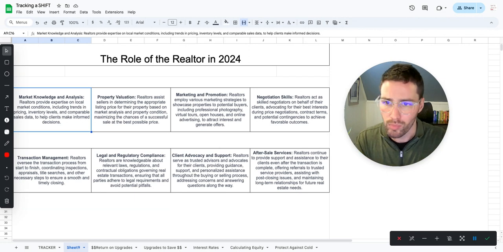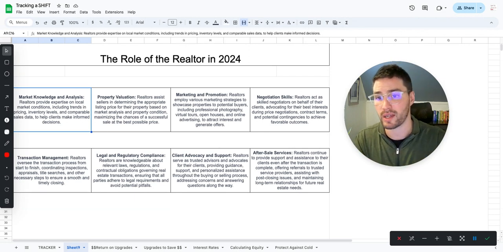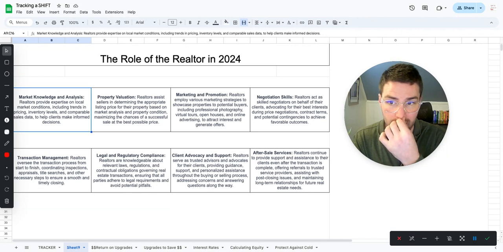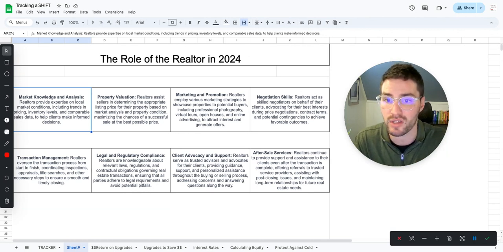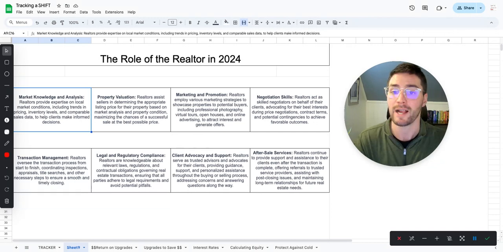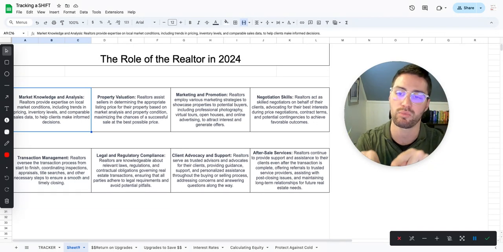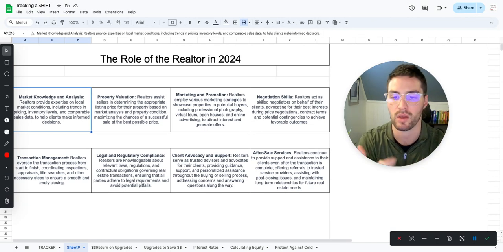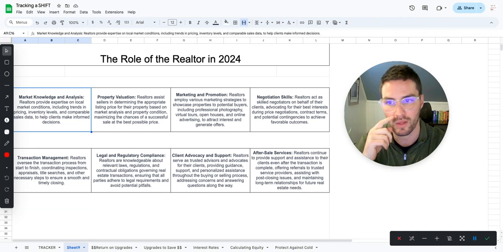All right, number two. Property valuation. Realtors assist sellers in determining the appropriate listing price for their property based on market analysis and property condition, maximizing the chances of a successful sale at the best possible price. That last line is really what property valuation comes into. So we do property valuation for a number of things. One, I have it when people are considering getting a home equity line of credit and they just want to know, hey, can you give me a rough opinion of what my value is? I have to talk to the bank and things like that. So that's called a broker price opinion.